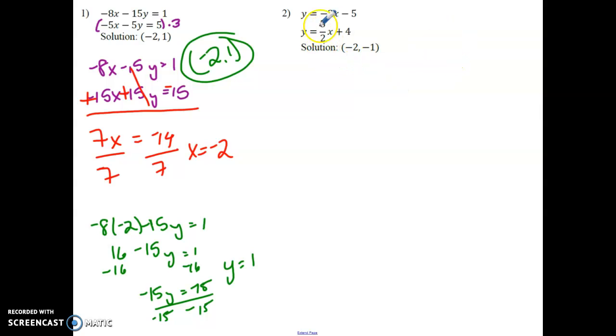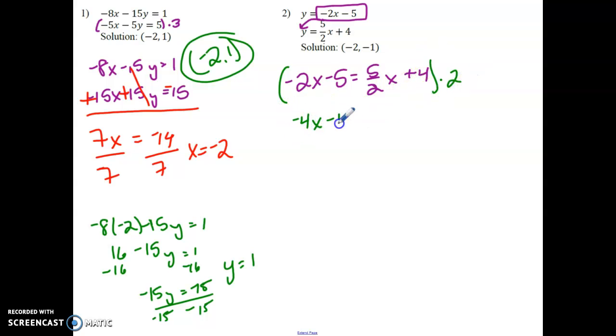For the next problem, because there's a fraction in there, you could definitely graph it in slope-intercept form. I'm actually going to show you how to solve this using substitution. Since I have y by itself, I'm going to take this negative 2x minus 5 and replace that second y with that. So I'm going to have negative 2x minus 5 equals 5 halves x plus 4. Now, a lot of you hate working with fractions, and I don't blame you. So the easiest way to get rid of a fraction is to multiply everything in that equation by 2 to get negative 4x minus 10 equals 5x plus 8. We just made it a little bit easier to solve.